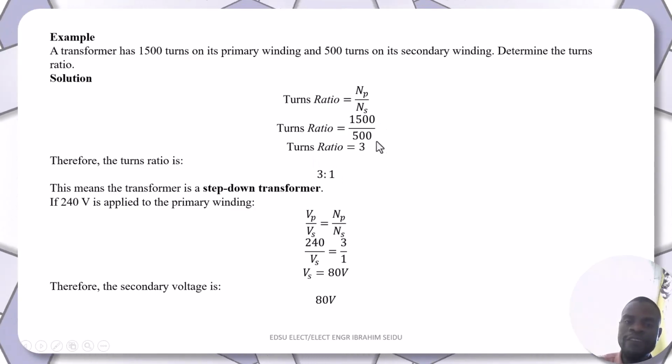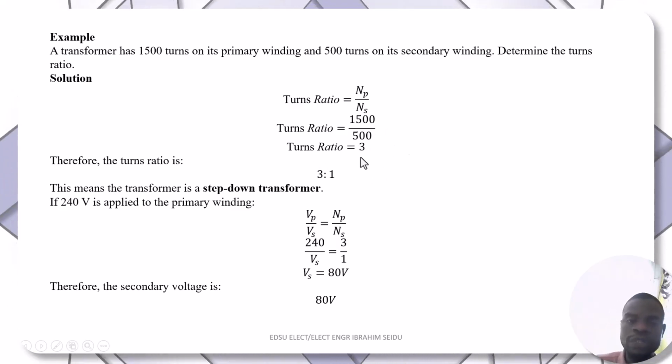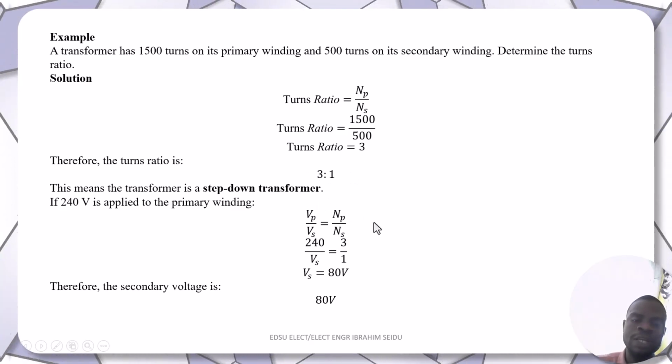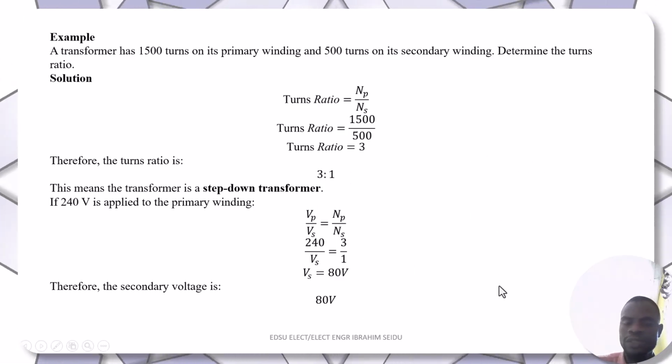Whenever the turns ratio is greater than 1, that is a step down transformer. So we have already solved this question. Let's continue.